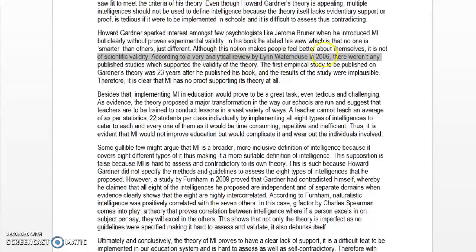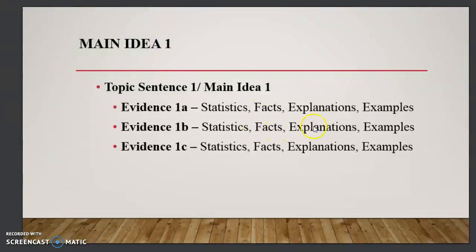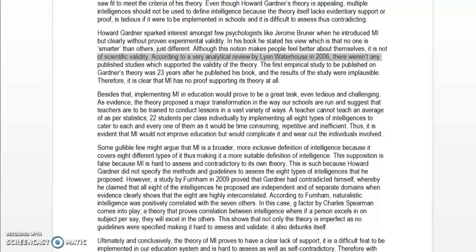Okay, we look at this: according to a very analytical review by Lynn Waterhouse in 2006, there weren't any published studies which supported the validity of the theory. So this one is actually a fact, and then there are explanations and also examples here. Finally, if you look at this, therefore it is clear that MI has no proof supporting its theory at all. This is a concluding sentence.